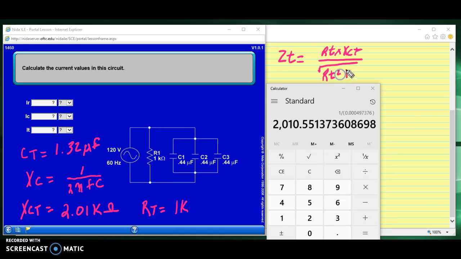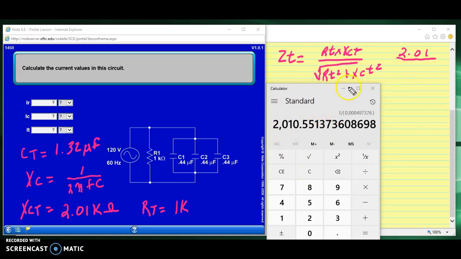RT squared plus X sub C total squared. So this is the square root of all that. So that's going to make it, first thing I've got to do is multiply these two times one another. Well, that's pretty easy. I can do that in my head. 2.01 times 1. I believe I've got that. That's 2.01. And since they're both K, it's going to work itself out, so I'm just going to go base units.